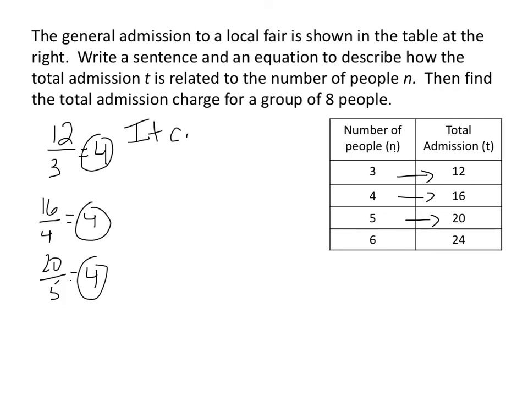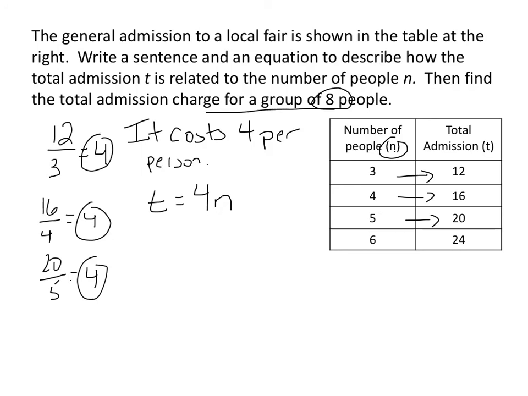it costs $4 per person. And my equation could be that the total admission, T, is equal to 4 times the number of people, which they said was N. So if I want to find the admission charge for 8 people, my total admission is going to equal 4 times the number of people, which in this case is 8. So the total admission here would be $32.